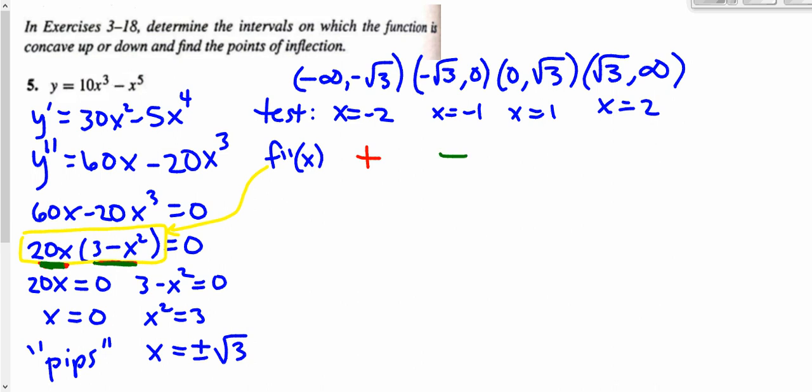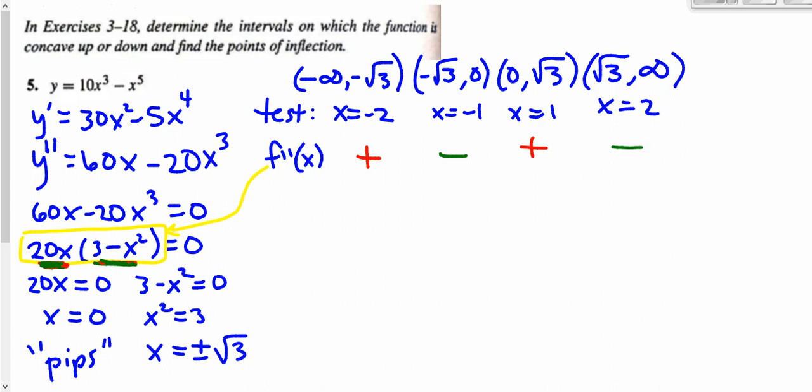Let's take x equals 1. 20 times 1 is positive. 3 minus 1 squared is positive. Positive times positive is positive. And let's take x equals 2. 20 times 2 is positive. 3 minus 2 squared is negative. Positive times negative is negative.